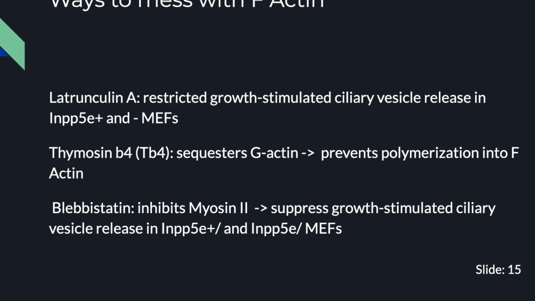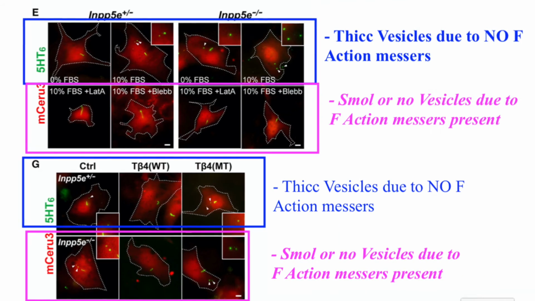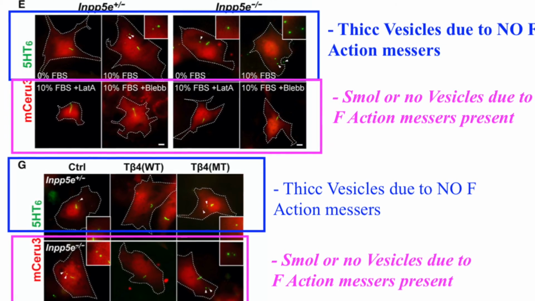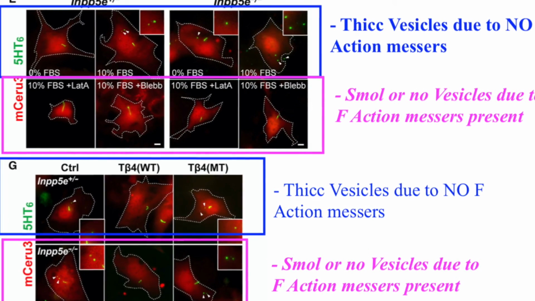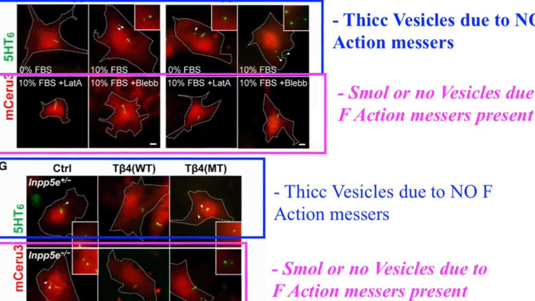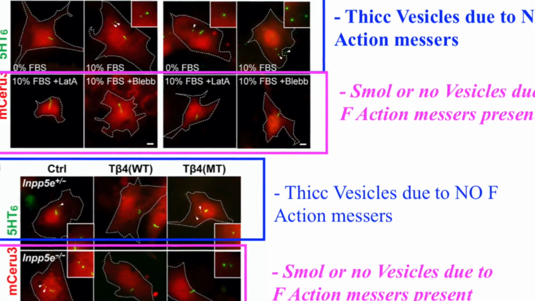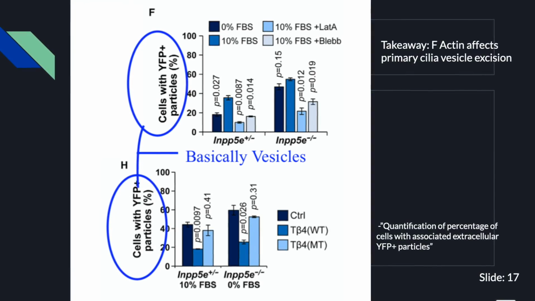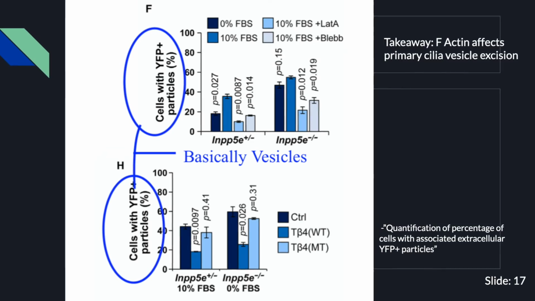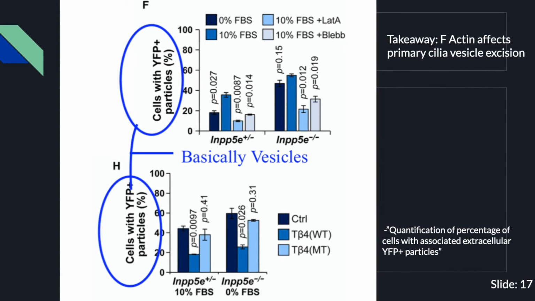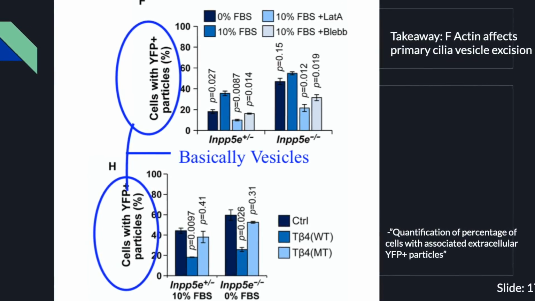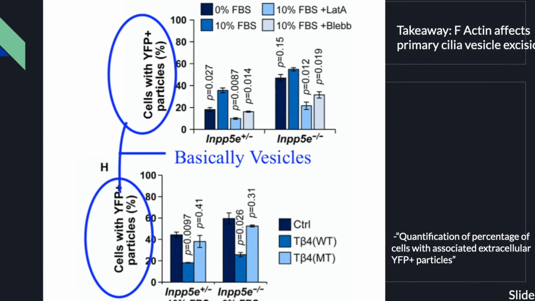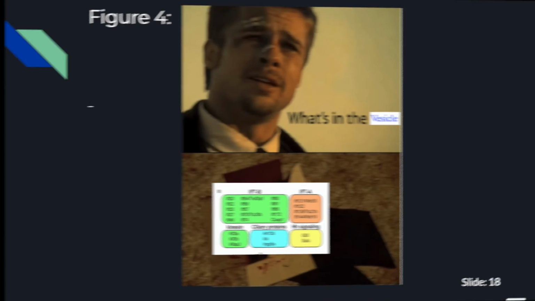I'm going to compress all their info together. So basically, as you can see with these diagrams, the samples without all the stuff that messes with F-actin are quite thick. And the vesicles present in dark blue are the ones with it and are quite small and have fewer vesicles. Looking further, even the amount of cells with YFP positive particles, basically vesicles, was reduced when they were put with stuff that messes with F-actin. All this stuff confirms in a very redundant way that F-actin affects primary cilia excision.